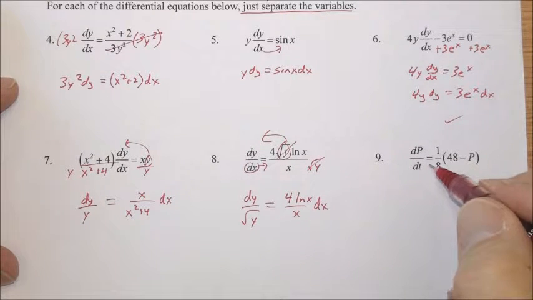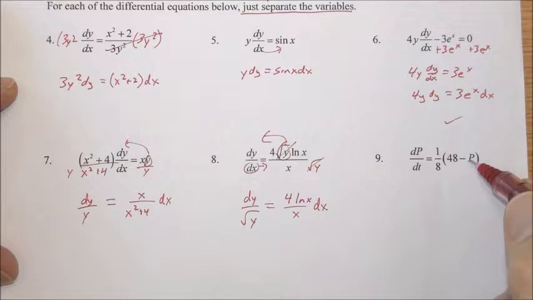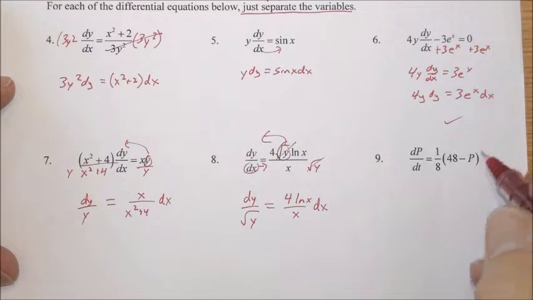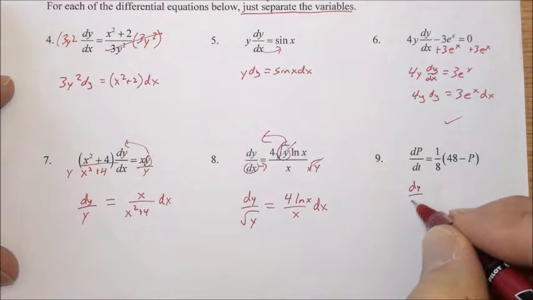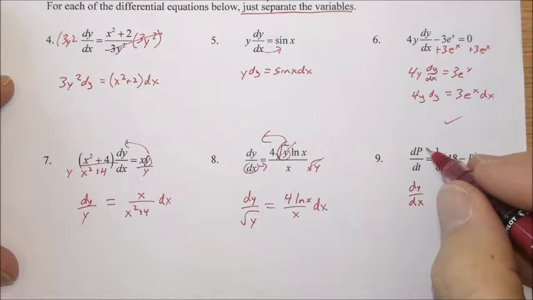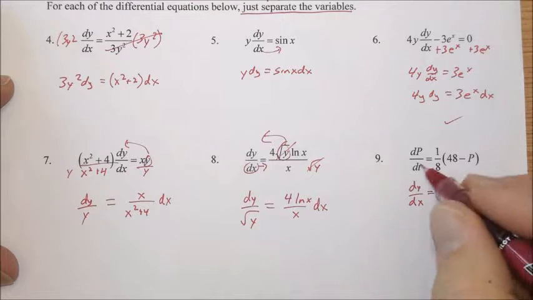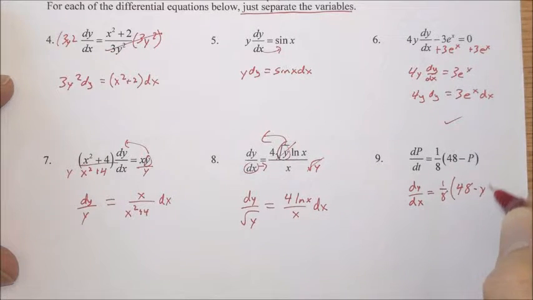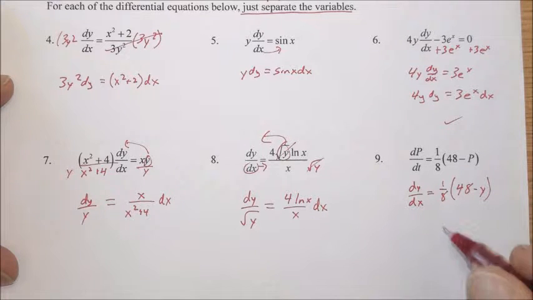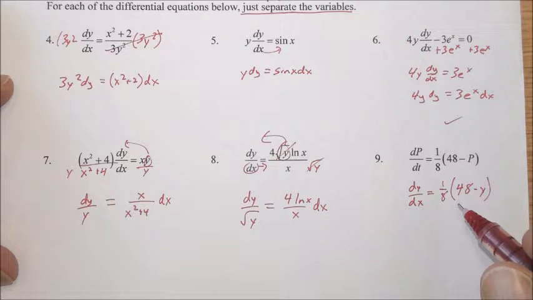For number 9, we have dp dt is equal to 1/8 of 48 minus p. Now, if the p's and the t's bother you, then by all means, just rewrite it. dy dx. Alright, so p matches with y, and t matches with x. So we have 1/8 and then 48 minus y. Okay, it doesn't really matter what the variables are. Use the variables that you like the most.